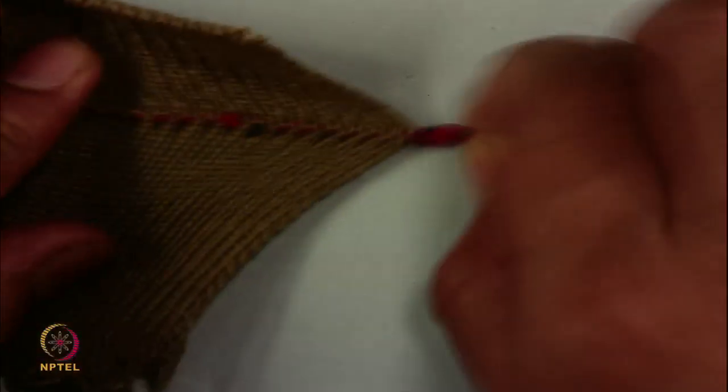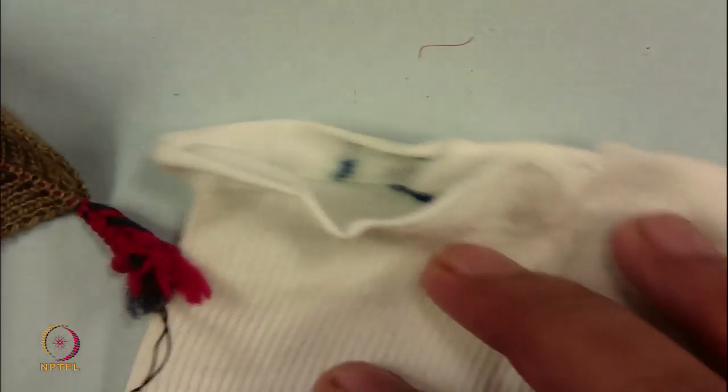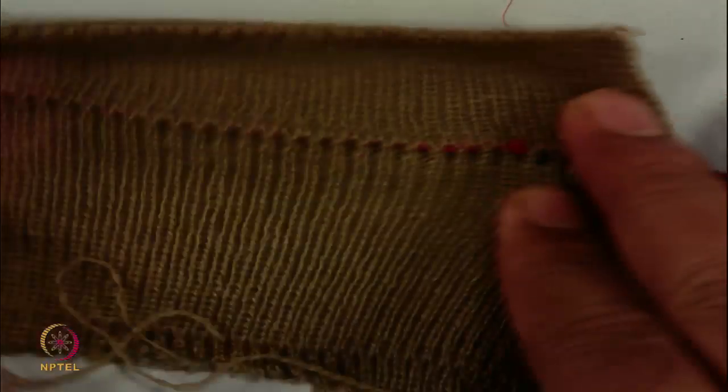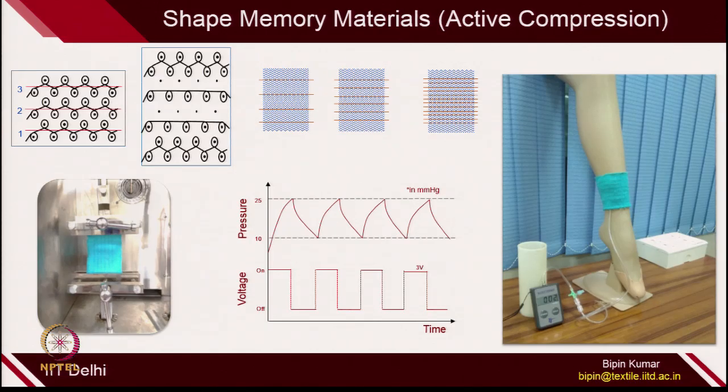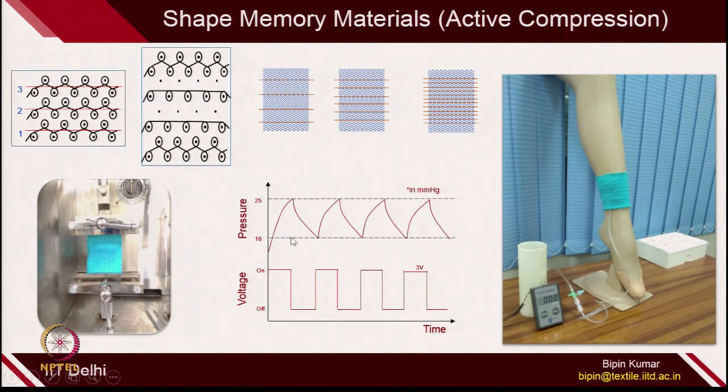So, if you try to pull it, it cannot be taken out, and this is the stocking where the polymer was integrated in the stocking. So, both shape memory wire or shape memory polymers, both flexibilities are there to get active compression out of it. So, here you can put the wire and lock those wires in the loops, and you can generate smart pressure or dynamic pressure with the help of a current source or voltage source.